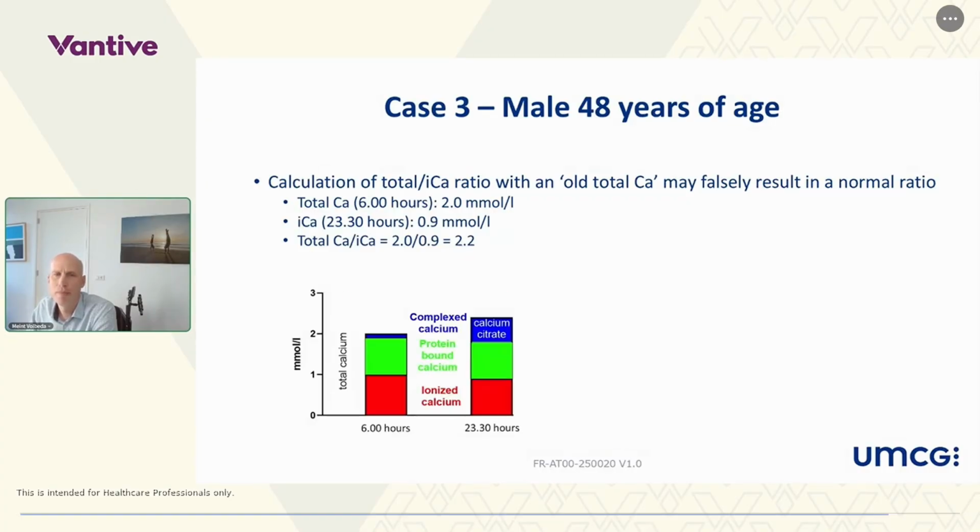But in the meantime, calcium citrate complexes might have formed, which you miss when you do not determine a new total calcium value. Because at 11:30, the total calcium value is actually 2.4 right now, and when you divide that by the actual ionized calcium level, you find a ratio of 2.7, which indeed leads to the conclusion that this patient indeed has citrate accumulation.